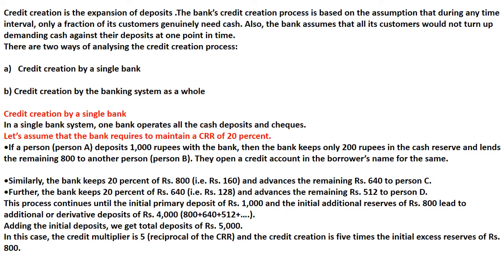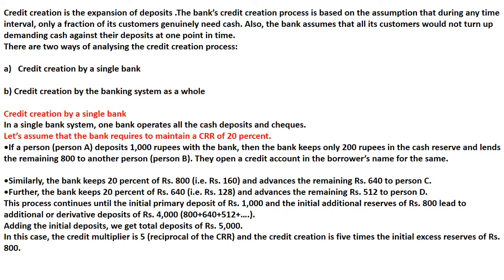So in this case the credit multiplier is 5, that is the reciprocal of CRR. That is 1 by 20, which is 20% in percentage, right? That is 5. And the credit creation is 5 times the initial excess reserve of rupees 800.